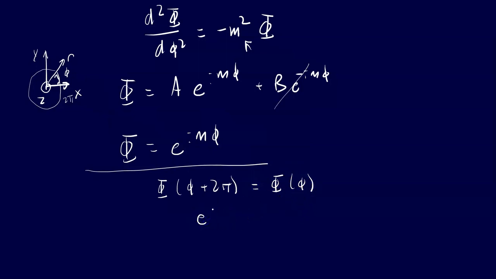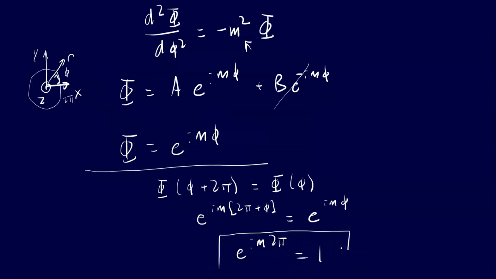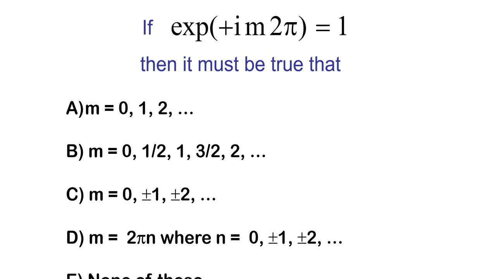So if I plug this into my equation, I get e to the i m (2 pi plus little phi) equals e to the i m little phi. We can cancel out the e to the i m little phi, and we get e to the i m 2 pi equals 1. So that requirement for this function to be single valued in the xy plane is going to give us this particular relationship. And so let's think about that now. What does that tell us about m? So think about this for a little bit, and we'll talk about it.